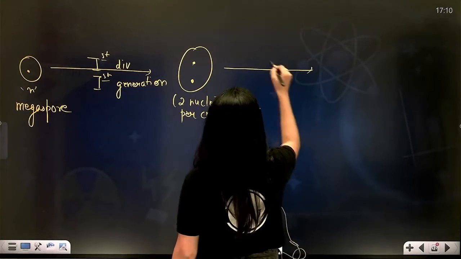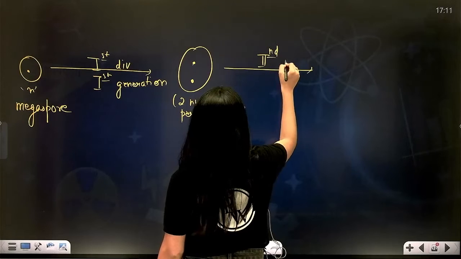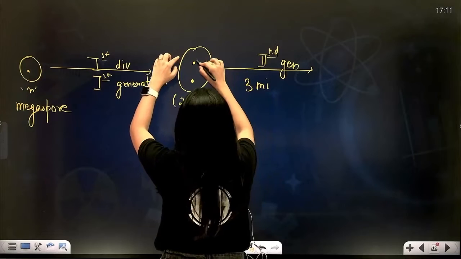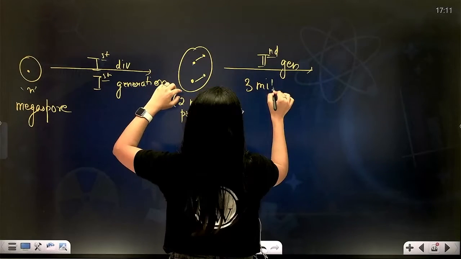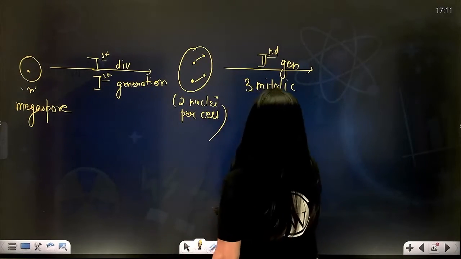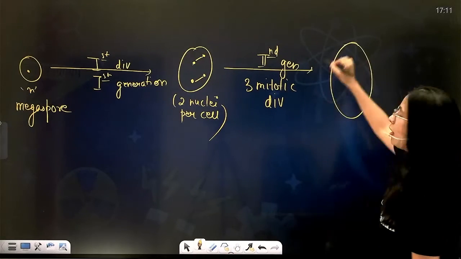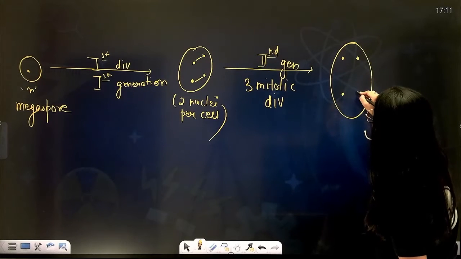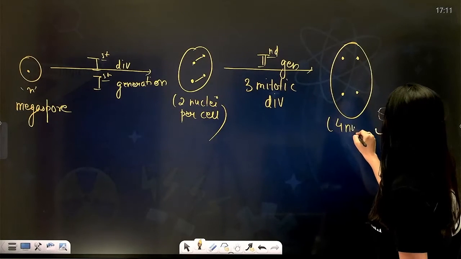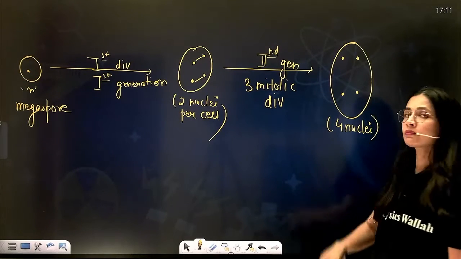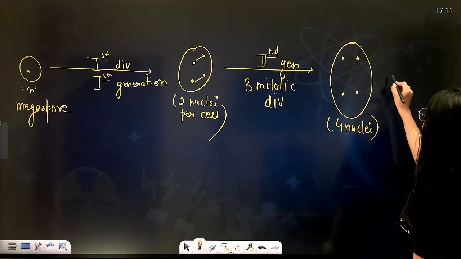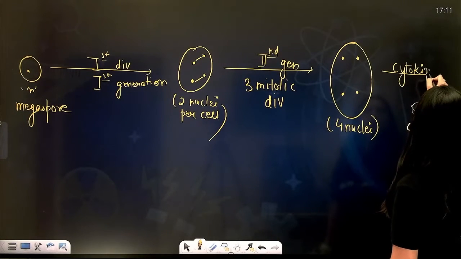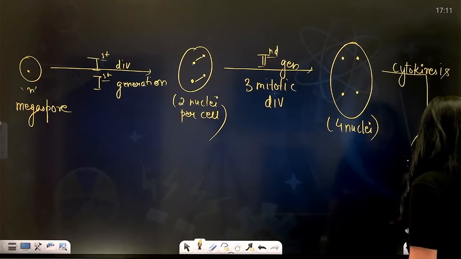So, second generation, right? And 3 mitotic divisions, the first already took place, 2 over here will happen. So, total 3 mitotic free nuclear divisions. How many nuclei will come now? From 2, the number of nuclei per cell will become 4. Now cytokinesis will take place. After so many divisions, cytokinesis at last will take place.